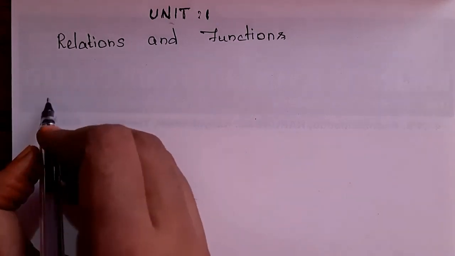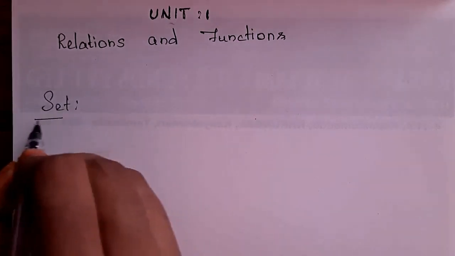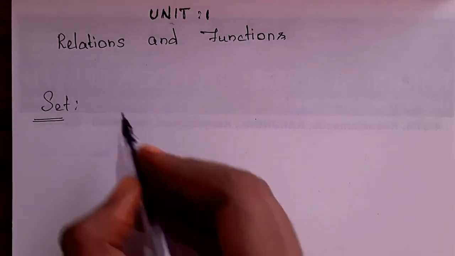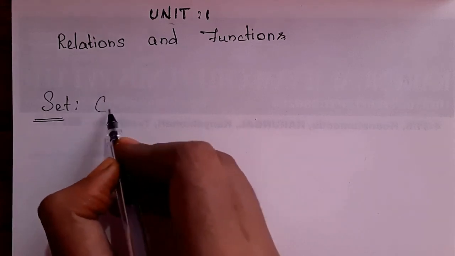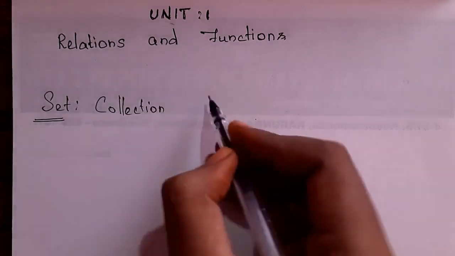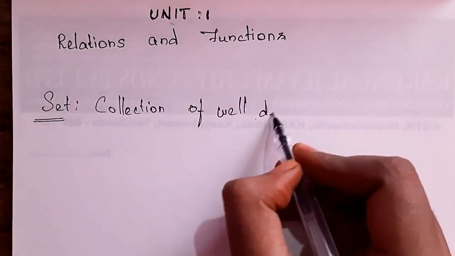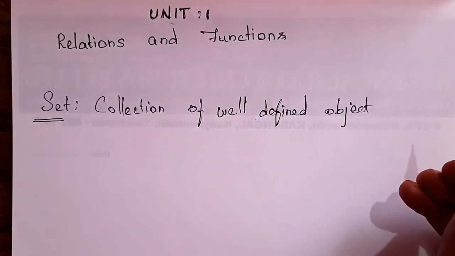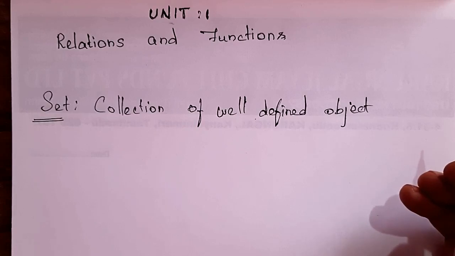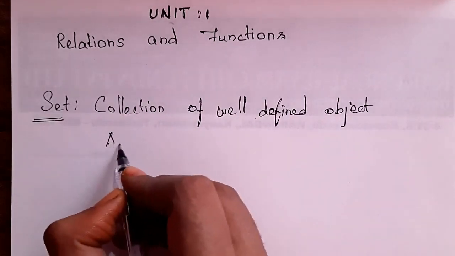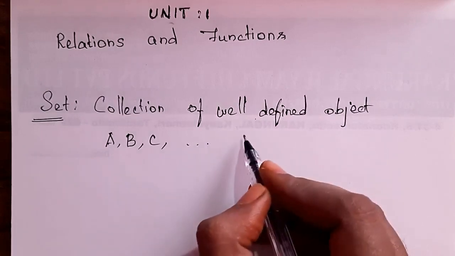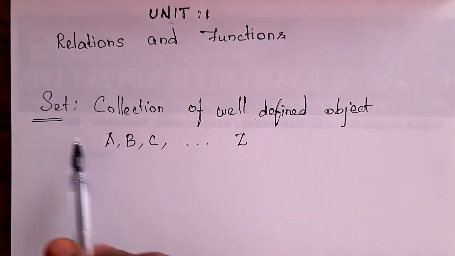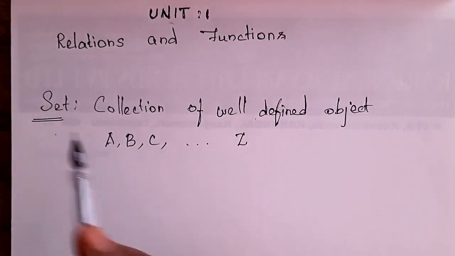So tell me, what is set? I think you already learned that in the basic class. Set is a collection of well-defined objects. So there should be some rule in the set. How can you denote a set? Using capital letters like A, B, C, etc. up to Z. You can use any letter for a set. So if that is a capital letter, that is a set.